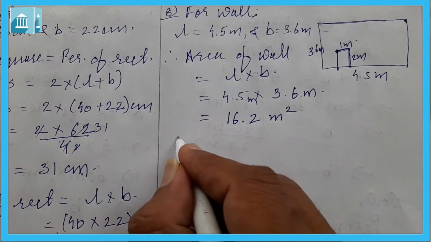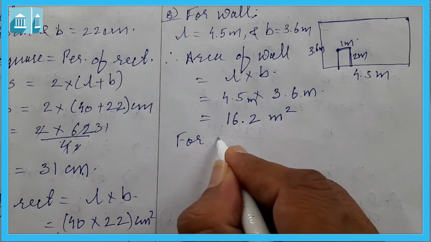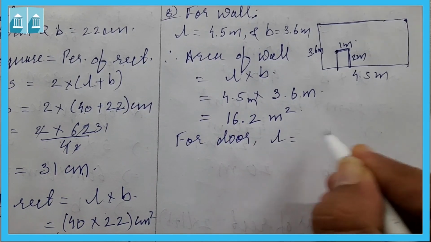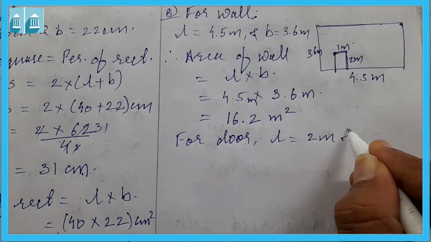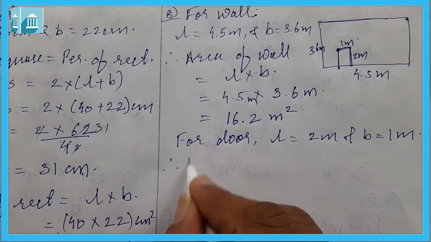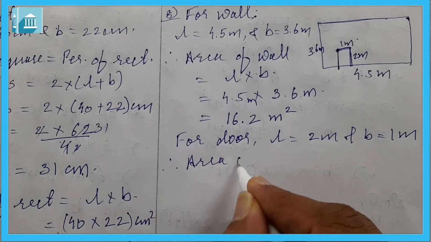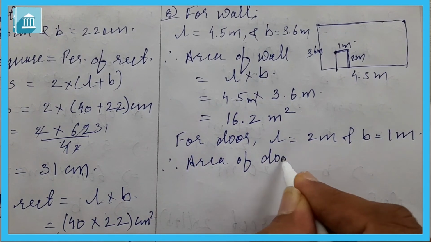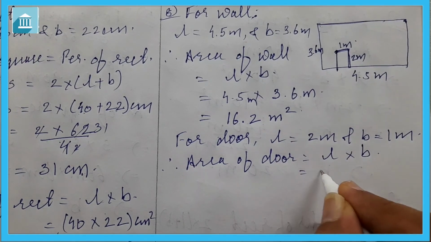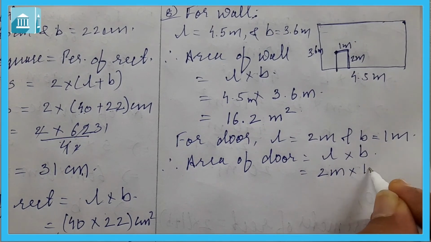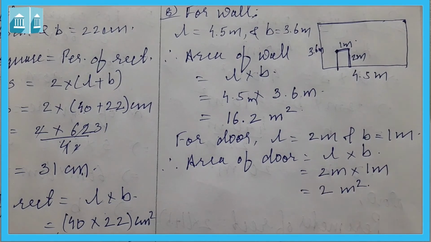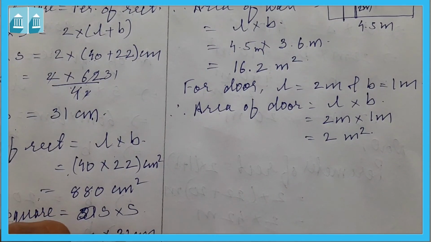Now for the door we have length is equal to 2 meter and breadth is equal to 1 meter. Therefore area of door is equal to L into B, which is equal to 2 meter into 1 meter, which is equal to 2 meter square. So area of door is equal to 2 meter square.